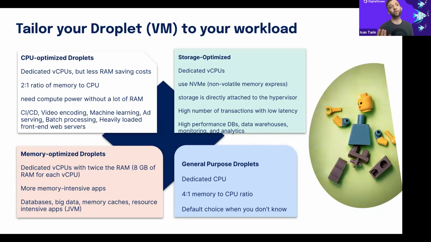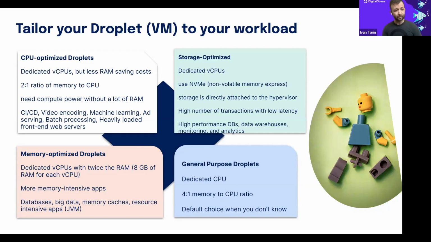In general, within dedicated CPU, we currently have 4 options at DigitalOcean that you can tailor your workload to. So we have a storage optimized droplet, general purpose droplets, memory optimized, and CPU optimized. In general, our streaming clients put their workloads on CPU optimized droplets. And the reason for that is because usually those applications do require dedicated computing power, but they typically don't need a lot of memory. So there you can save some money on CPU.